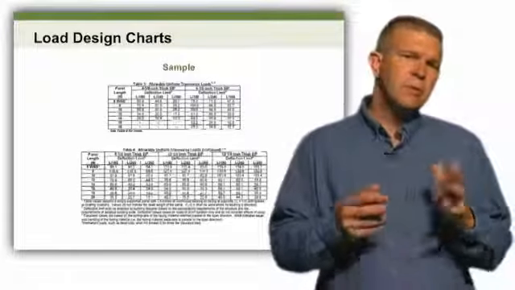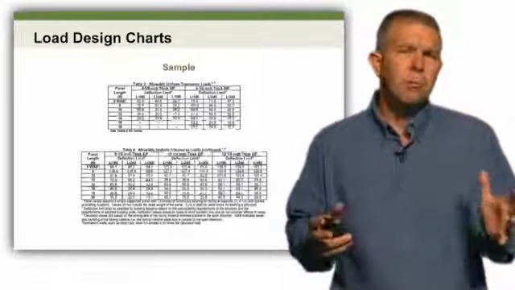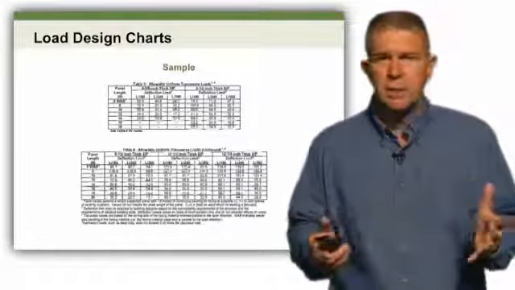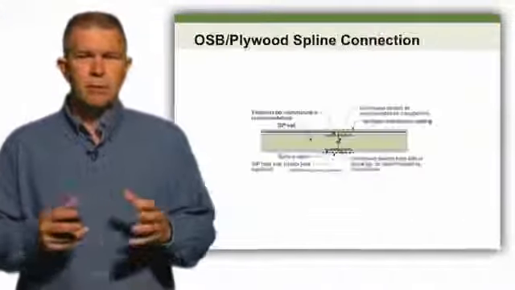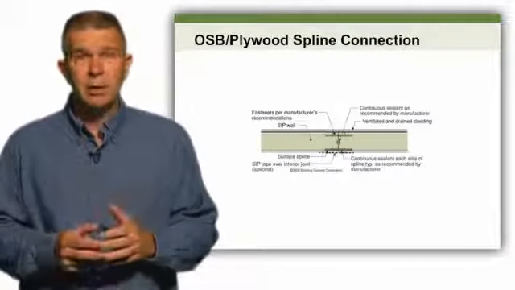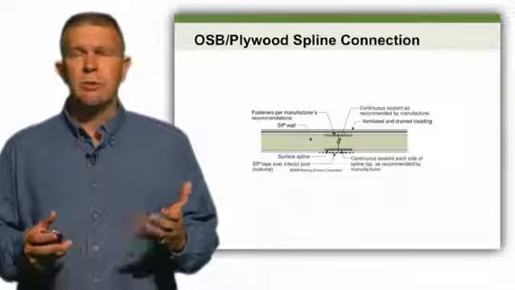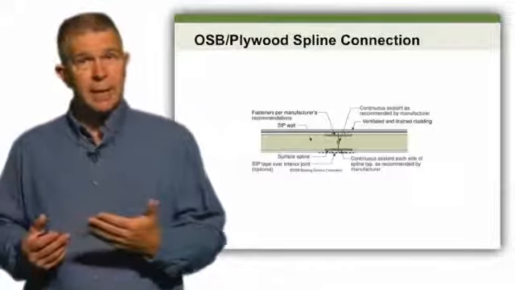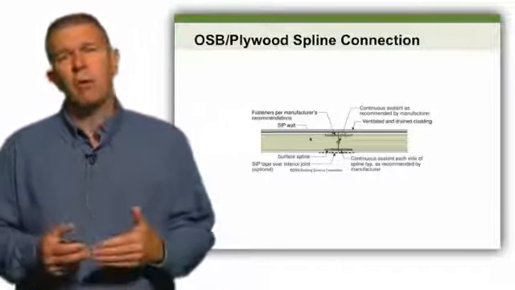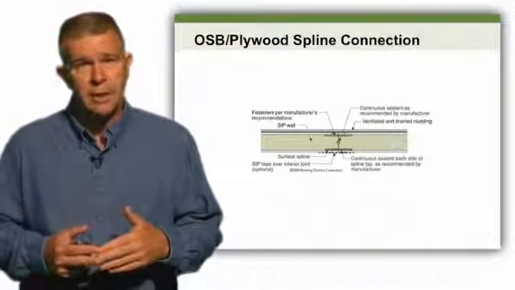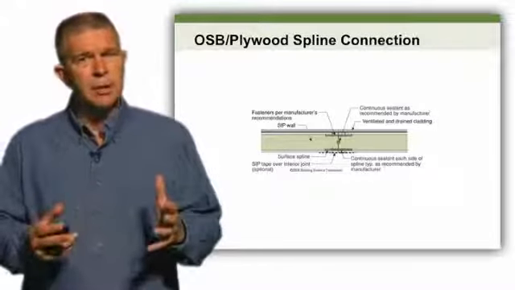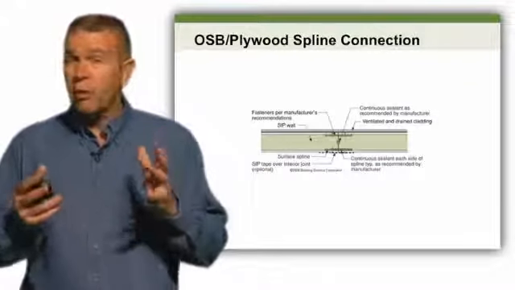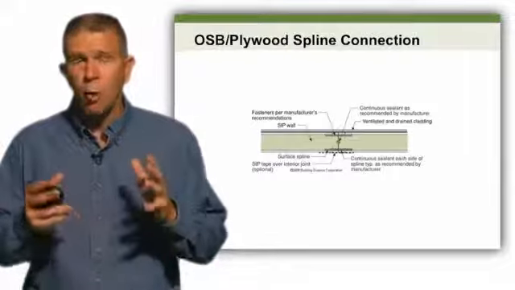Now, let's start with the simplest, most common details that we're going to see in the SIP industry. And first and foremost, the number one detail is going to be the spline detail. This is where we have either a wall or a roof panel-to-panel connection in plane. As you see here, we have what's also known as the surface spline connection. Now, this surface spline connection means that we're doing some really good things. We're letting the panels do all the work.